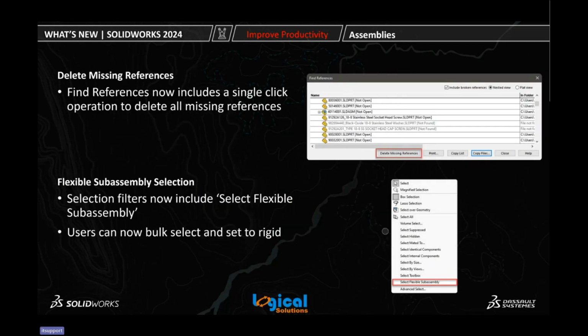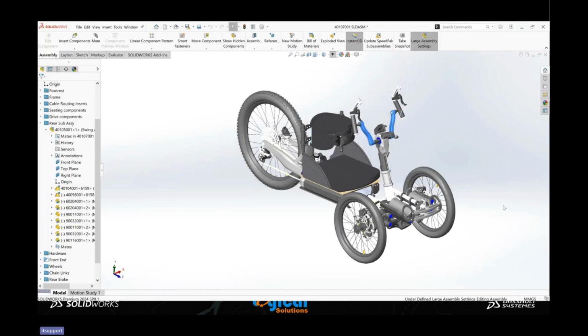The next enhancement is delete missing references and flexible subassembly selection. Delete missing references. Let me dive into the software. Previously, when any references were missing, we had to select the references individually and delete them. If the file is large, it used to take a lot of time. But now, we can delete the entire missing references with just one click.